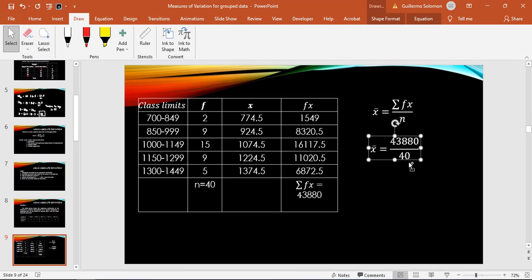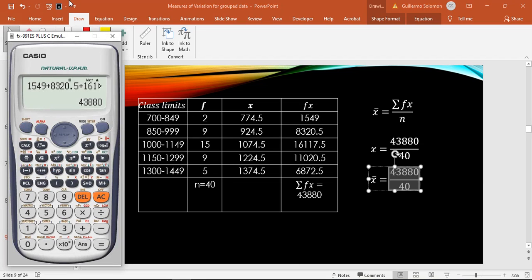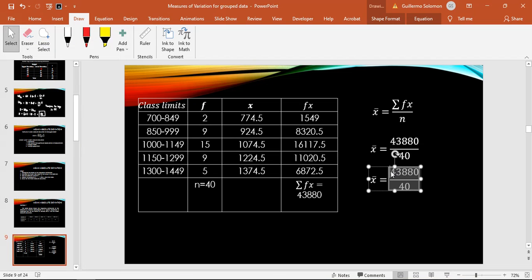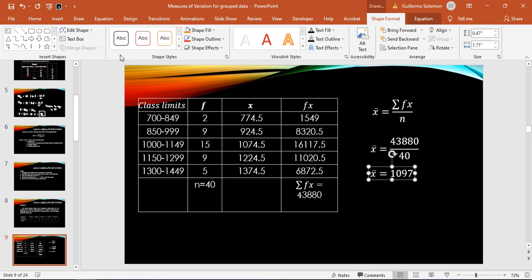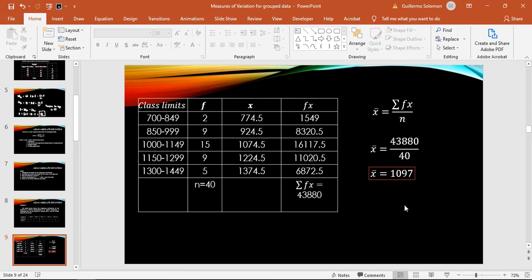Now, apply the operation. Just divide 43,880 divided by 40, that is 1,097. Okay, as you can see, wala tayong decimal value na nakuha dito. So, whole number siya kaagad. So, no need to round off na. Okay? You can use now this, our mean, to compute for the mean absolute deviation. And yung mean natin, 1,097.